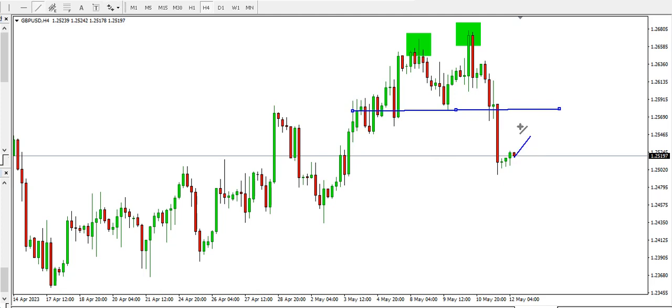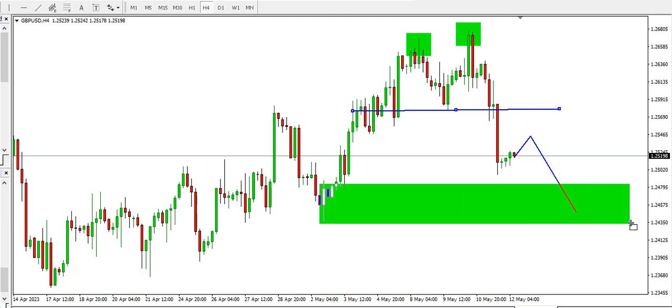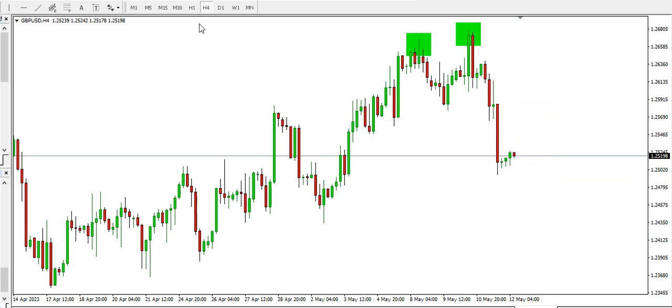before going down. If it's going to go down on GBPUSD, it's going to go down. You might see it going down to this other block around here. Okay, so that's that for GBPUSD on the 4-hour time frame.